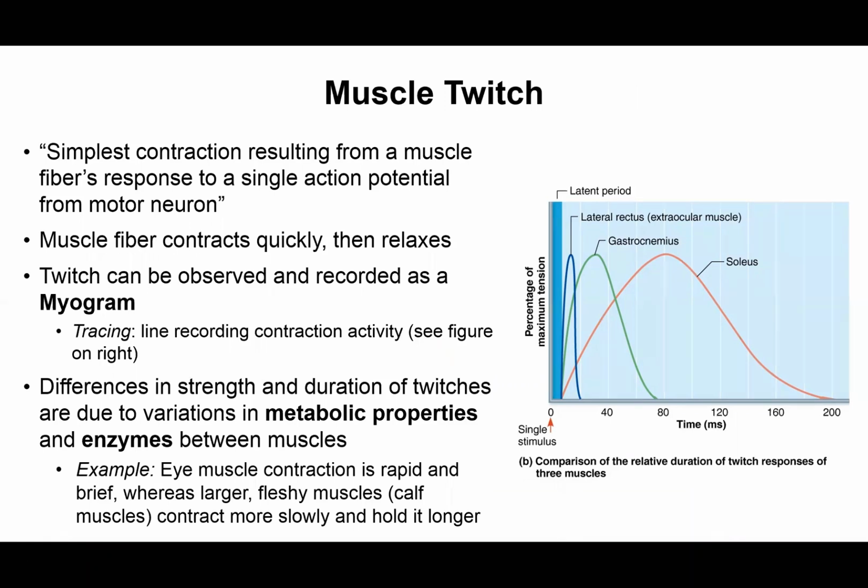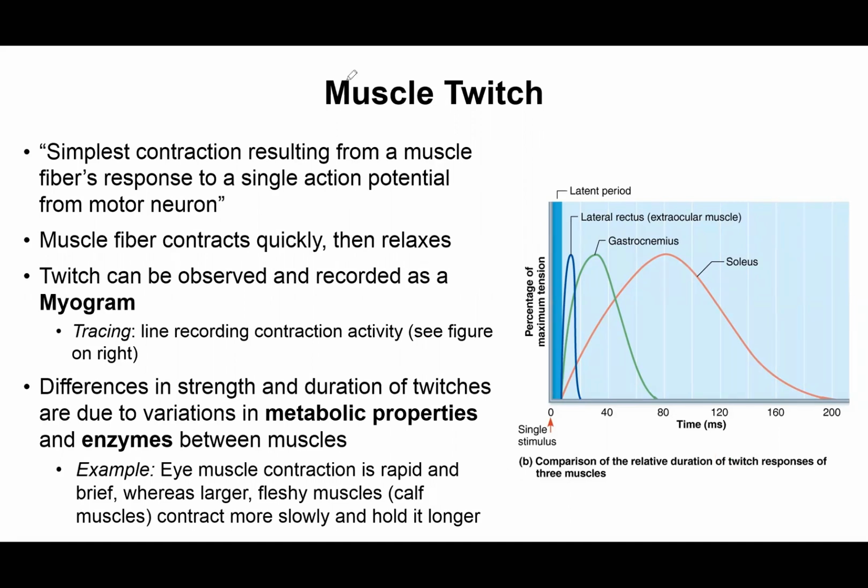The muscle fiber is going to contract quickly and then it's going to relax. The twitch can be observed on what's called a myogram. A myogram is just a line that records the contraction activity, so that's what you see over here. This is a myogram. Now, a twitch, let's go ahead and bring this out here.